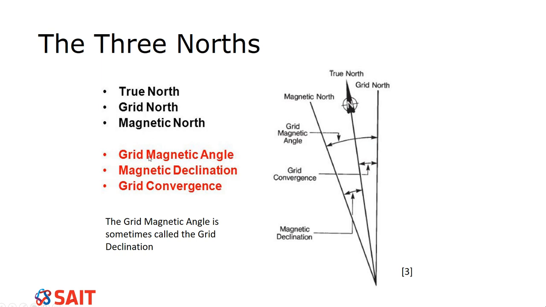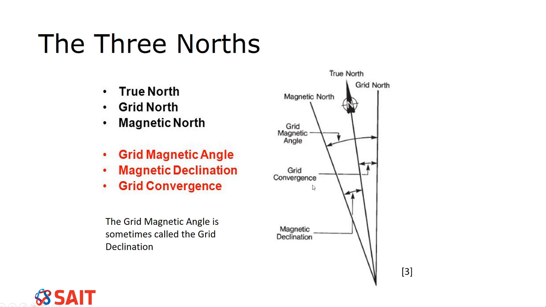So we have a few angles here that we could talk about, and there's a little bit of different variation with the way that the words are stated, so I'm going to give you examples here. So the magnetic declination goes from true north to magnetic north. It doesn't matter where the grid north is at all, okay? So if the grid north is right smack in the middle, it's still the magnetic declination going from true north to magnetic north.